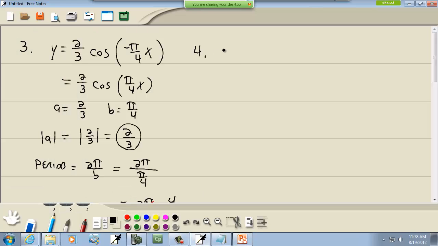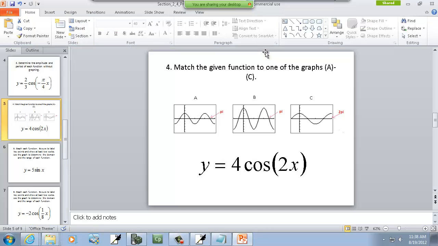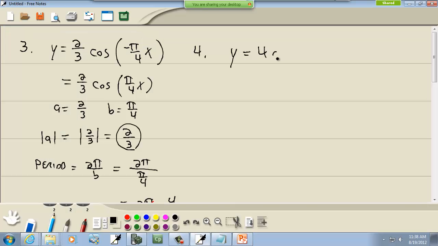Let's take a look at number 4. Wants us to match a graph. We're taking a look at y is equal to 4 cosine of 2x. And let's first find our amplitude and period. That'll help us figure out what's what. So a is the number before your cosine, which is 4. B is the number for your x, which is 2. Our amplitude will be the absolute value of a, which is the absolute value of 4, which is 4. That means it's going to bounce from negative 4 to 4.